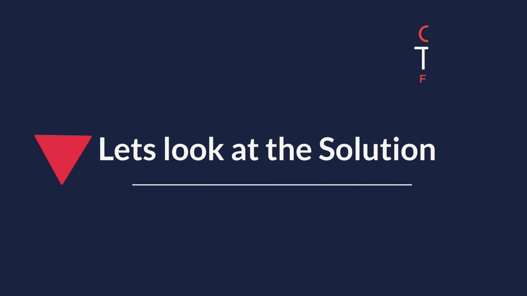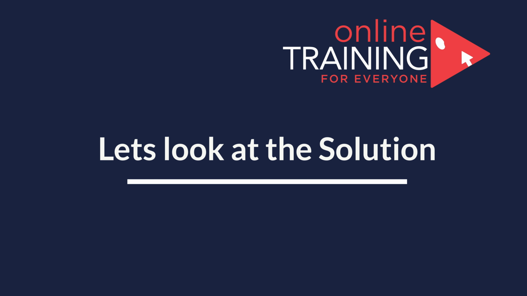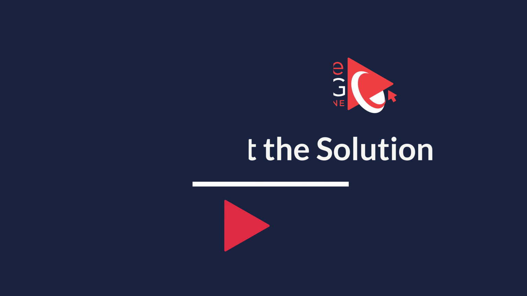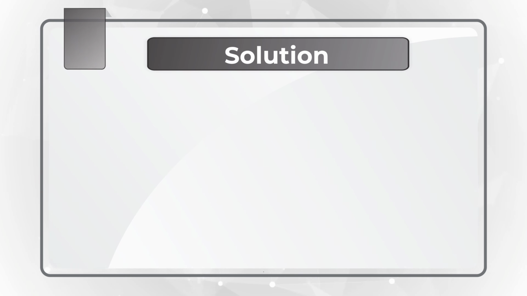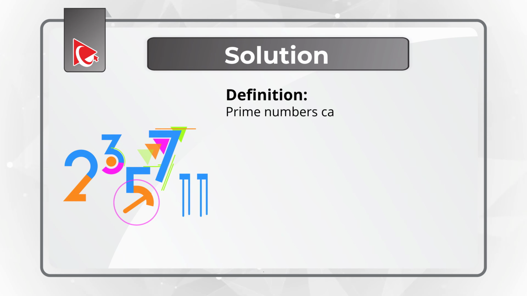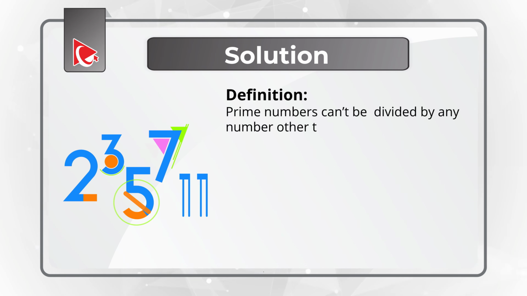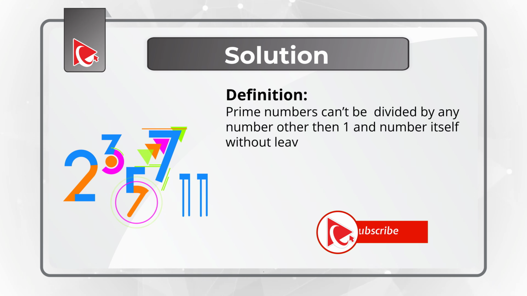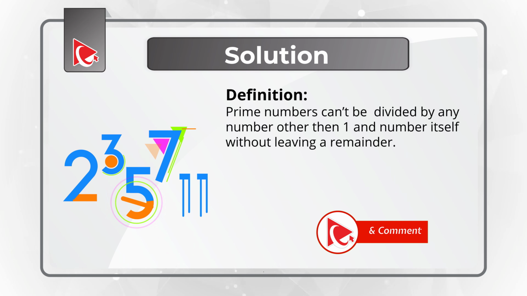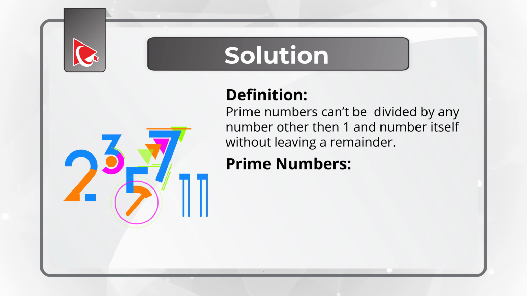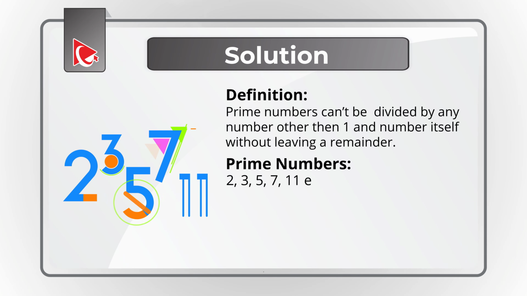Did you solve it? Let's move forward and get to the correct solution together. To solve this challenge, let's start with the definition of prime number. Prime numbers cannot be divided by any number other than 1 and number itself without leaving a remainder. Some examples of prime numbers would be 2, 3, 5, 7, 11, and you can continue the chain.